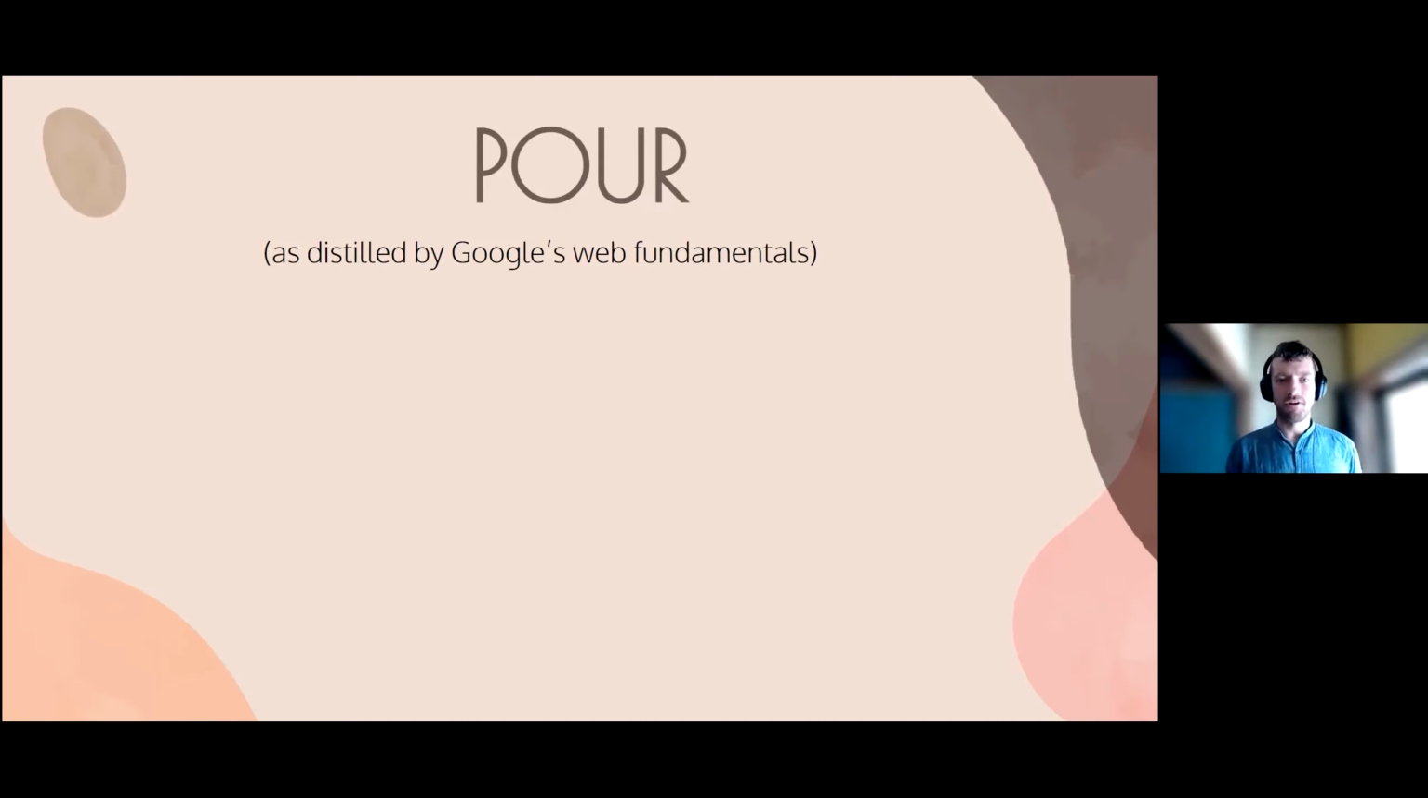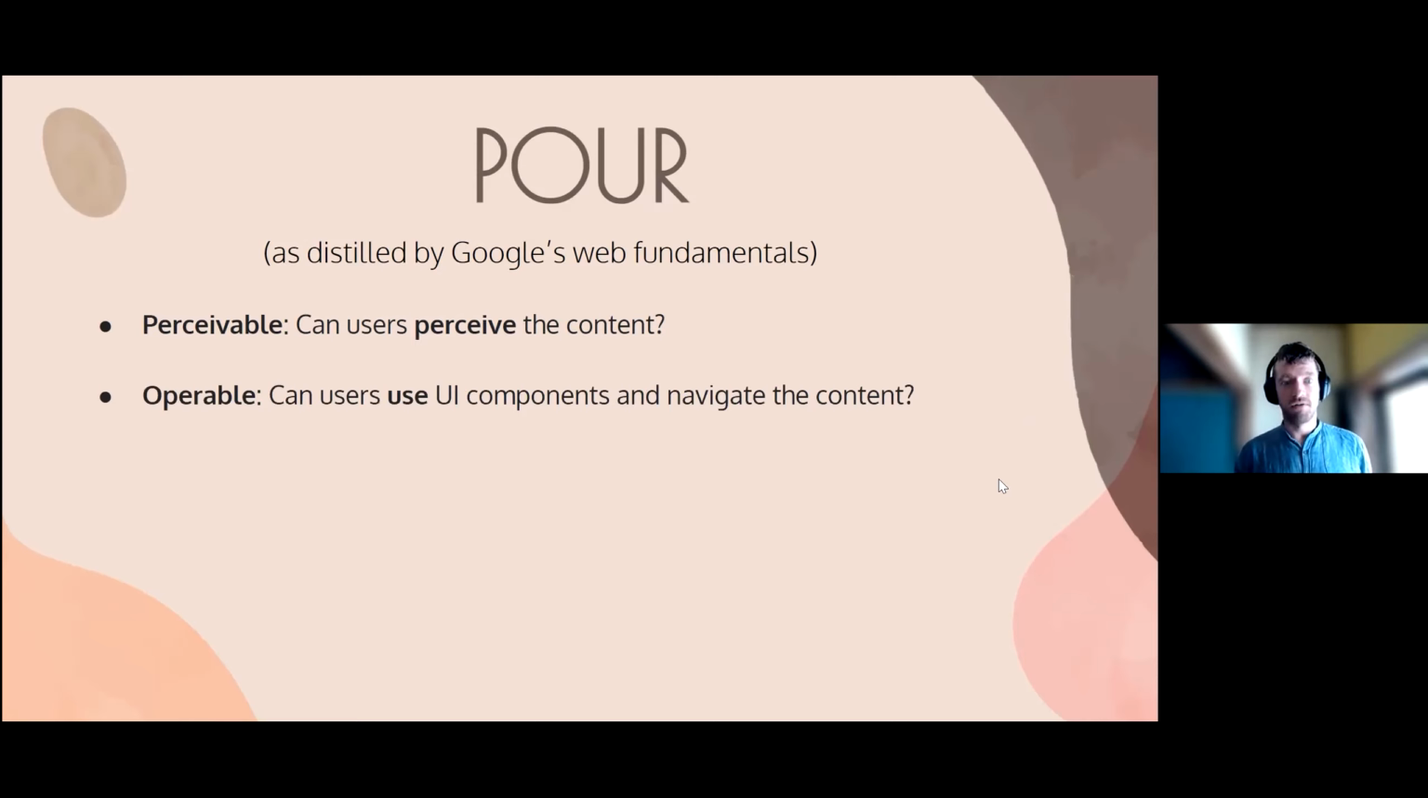So this is how Google's Web Fundamentals distills POUR. The P is for perceivable. In other words, can users perceive the content on the site? So this helps us keep in mind that just because something is perceivable with one sense, such as sight, for instance, that doesn't mean that all users can perceive it. Beyond just perceiving the content, however, is it operable? Is your website operable? Can users use the components and navigate the content in your website? So for example, something that requires a hover interaction with a mouse can't be operated by someone who can't use a mouse or a touchscreen, who is only a keyboard user.